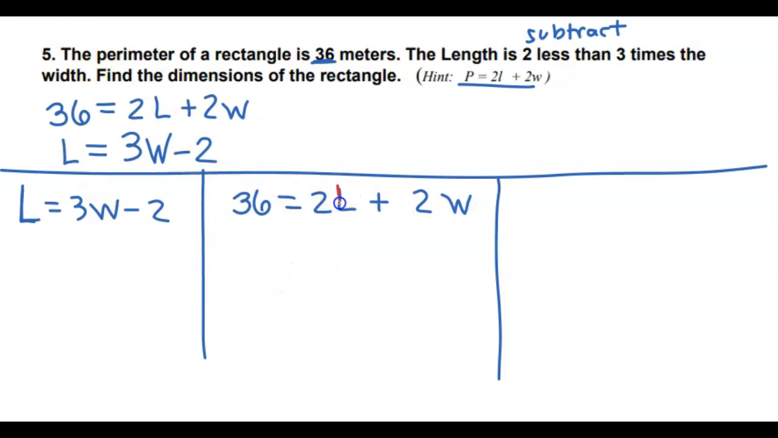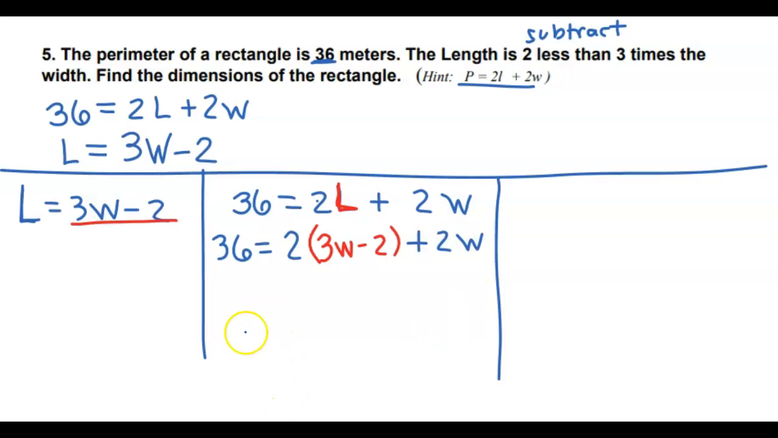And in place of this L, I'm going to substitute this because it is equal to it. Still going to have the 36. I'm still going to have this 2 plus 2w. And then I need to distribute. 2 times 3 is 6. 2 times 2 is 4.